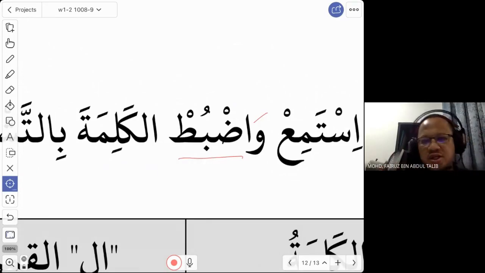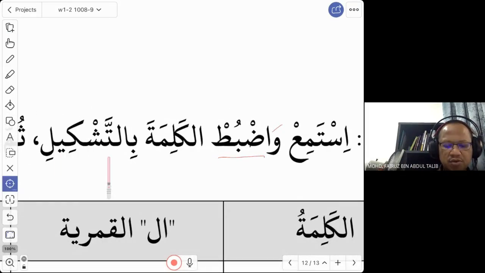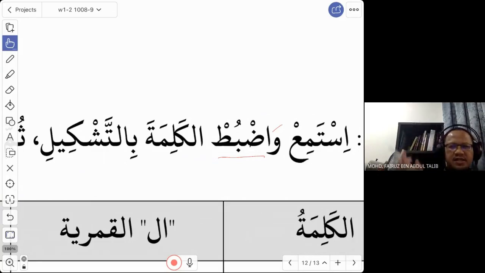What they mean by ensure the word here is make sure you write all the vowels, the tashkil. So they want you to write the tashkil. Tashkil is all these symbols, whether you have fathah, kasrah, dhamma, sukun, shadda, what else, tanwin. So these are all the vowels that you need to put above the letter. So I'm going to read, you just put the vowels. Let us check whether the vowels that you put are correct or not.